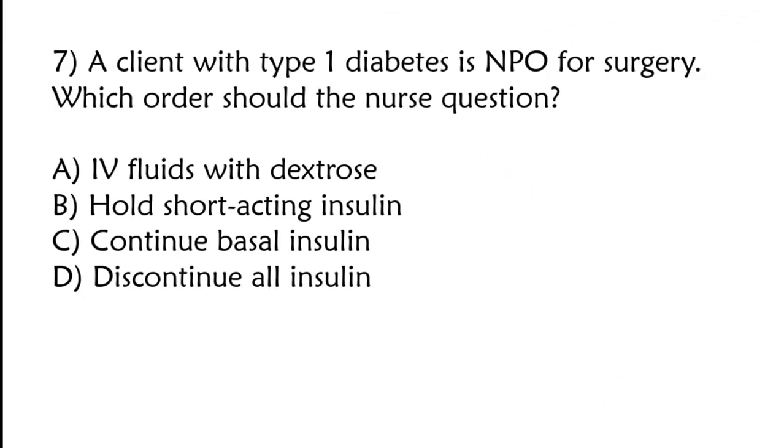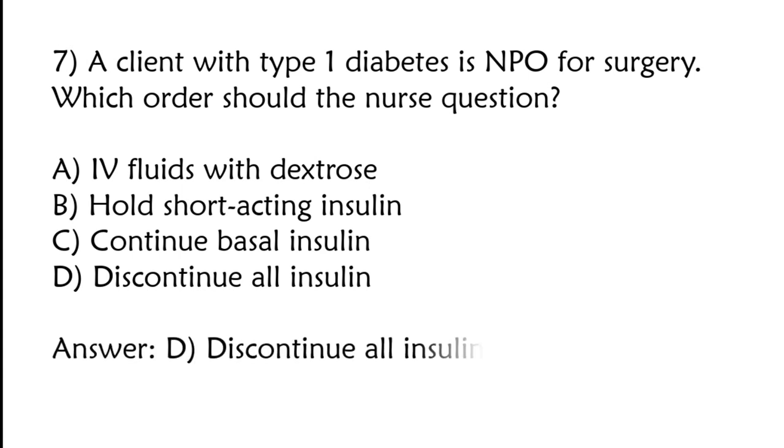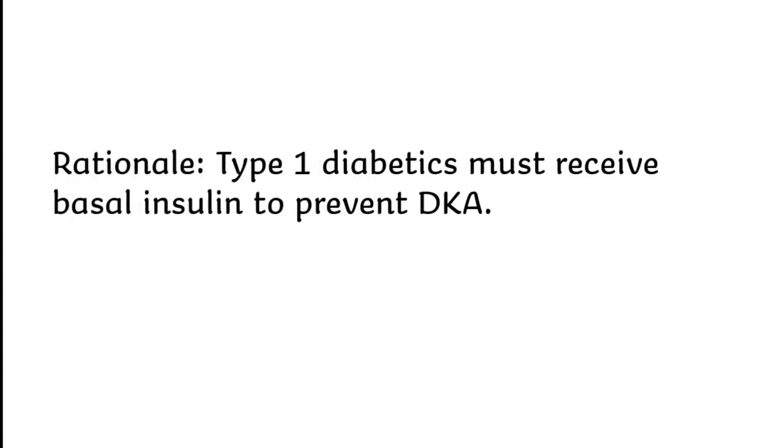A client with type 1 diabetes is NPO for surgery. Which order should the nurse question? Correct answer is D, discontinue all insulin. Rationale: type 1 diabetics must receive basal insulin to prevent DKA.